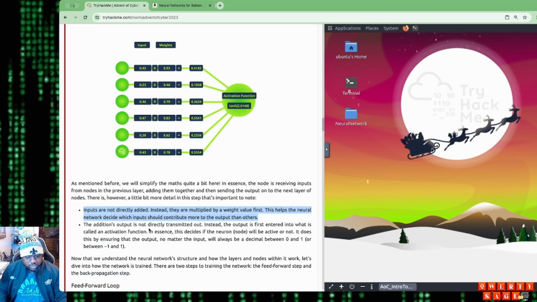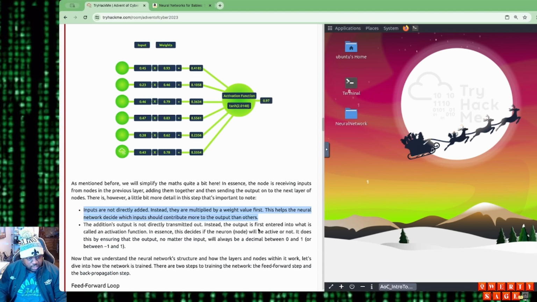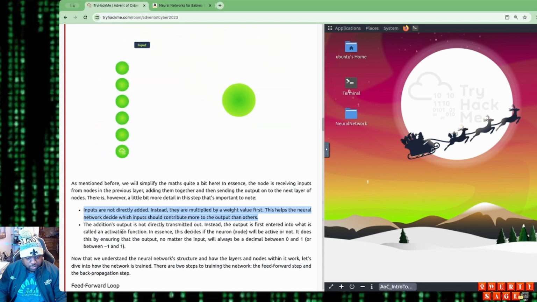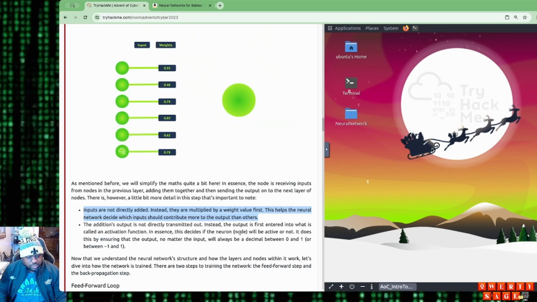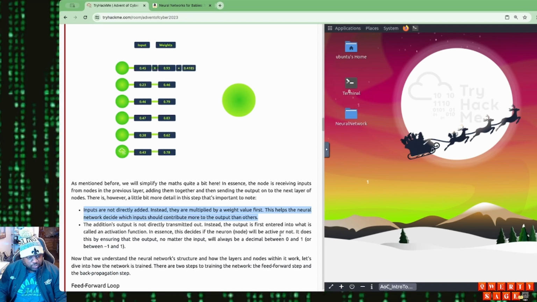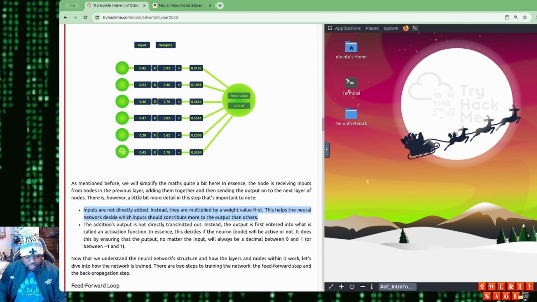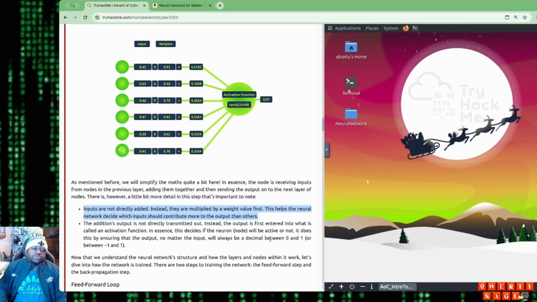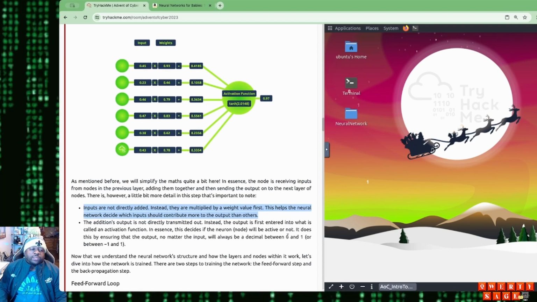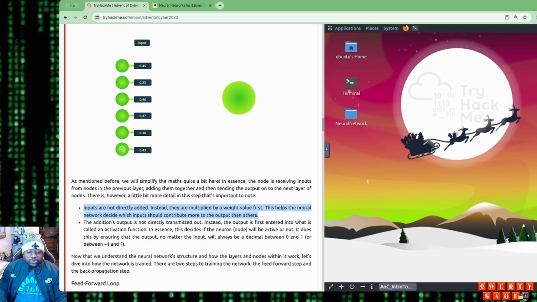The addition's output is not directly transmitted out. Instead, the output is entered into what is called an activation function. In essence, this decides if the neural node will be active or not. It does this by ensuring the output, no matter the function, will be a decimal between 0 and 1, or between -1 and 1.